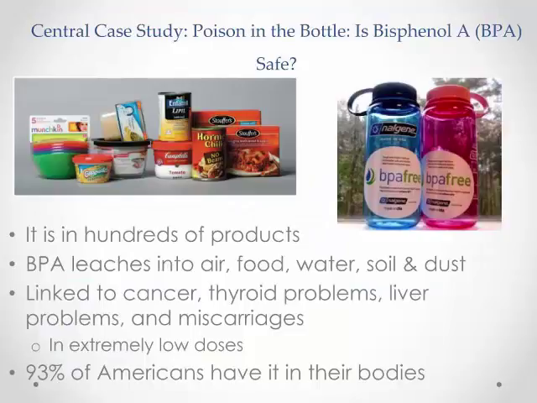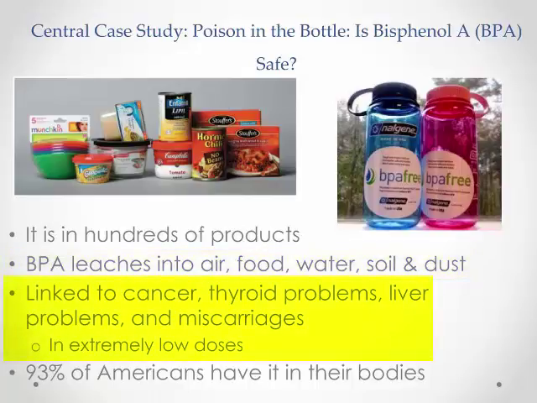Bisphenol A, or BPA, is a classic example of an endocrine disruptor. It acts as an endocrine disruptor by mimicking estrogen in mammalian bodies. This compound is found in hundreds of products. It is in the resins that line food and beverage cans, and water supply pipes, and is in utensils, laptops, toys, and many other products. BPA leaches from products into air, food, water, soil, and dust.